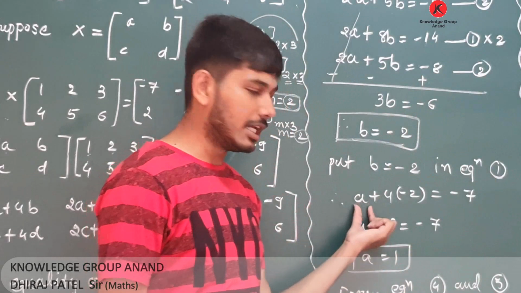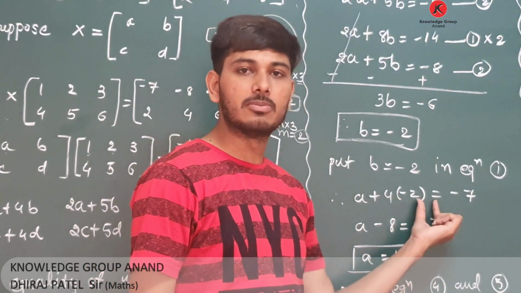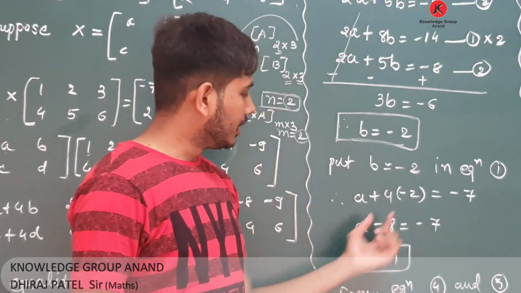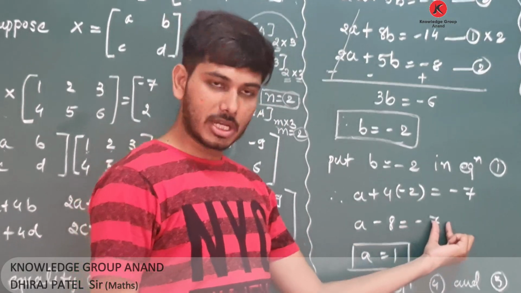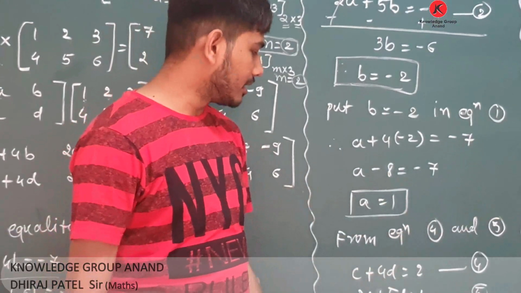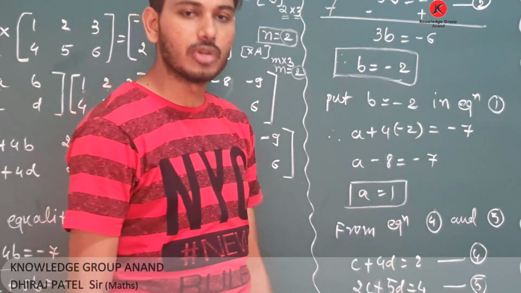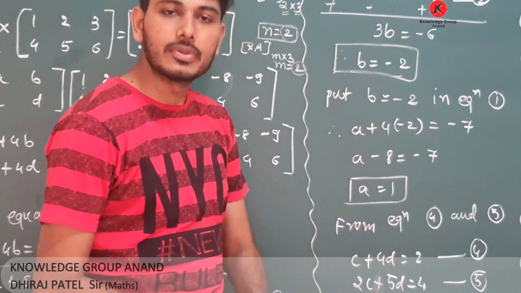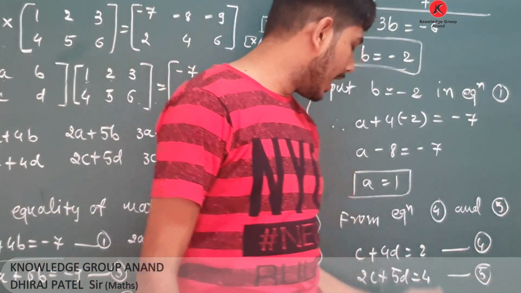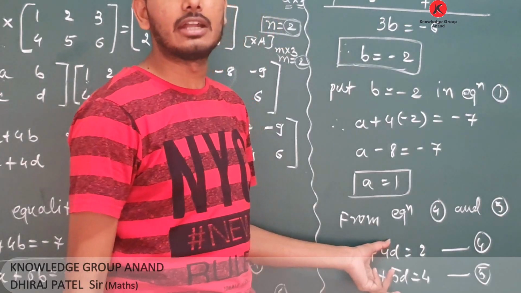Therefore, I am getting a plus 4 into b, b means minus 2, which equals minus 7. A minus 8 equals minus 7. Taking minus 8 on the right hand side, we are obtaining a equals 1. A and b are there. Now, from the use of equations number 4 and 5, we can calculate c and d.